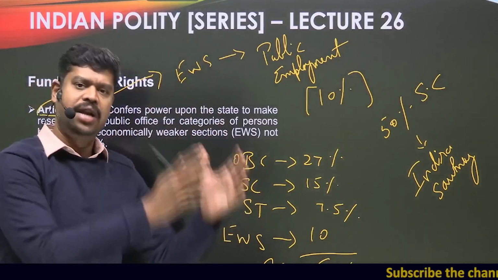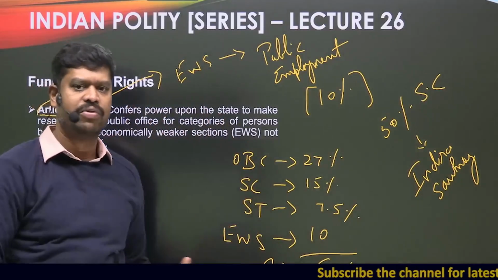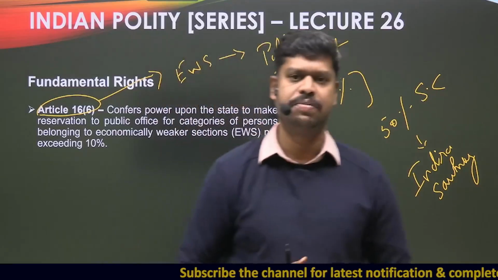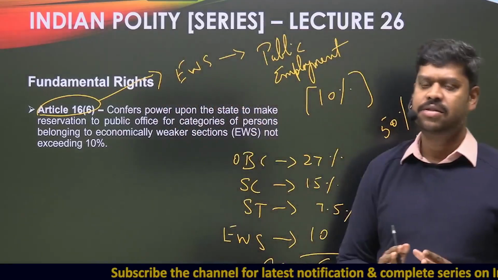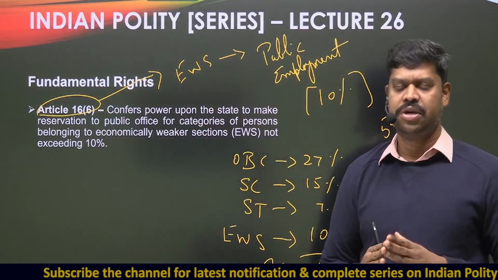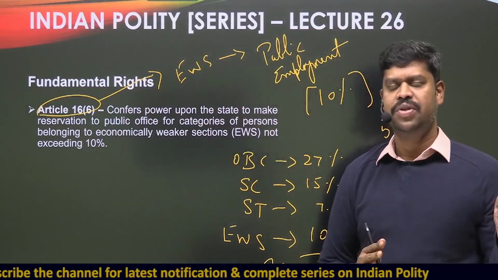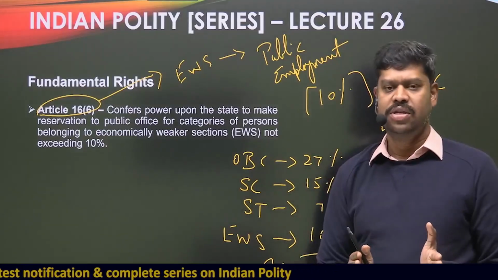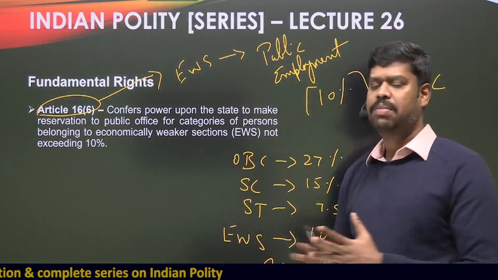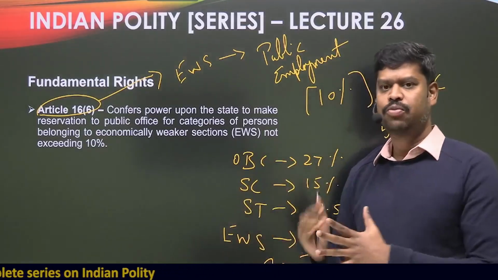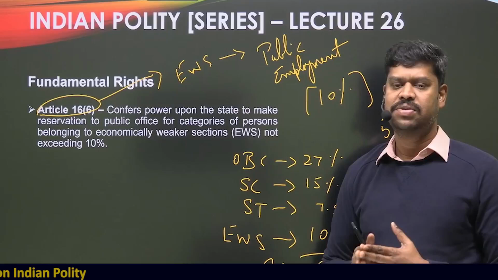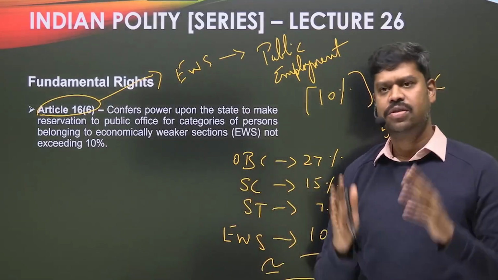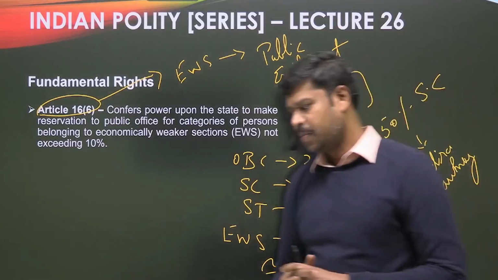So this is a separate class of reservation, or a separate vertical of reservation, and hence it does not amount to breaching what is called the 50% rule. Now, saying this, the Supreme Court has upheld the EWS reservation, both in educational institutions under Article 15 Clause 6 for the economically weaker sections among the general category, and also in public employment up to 10%, both in central government and state government jobs. So this is the law of the land today.